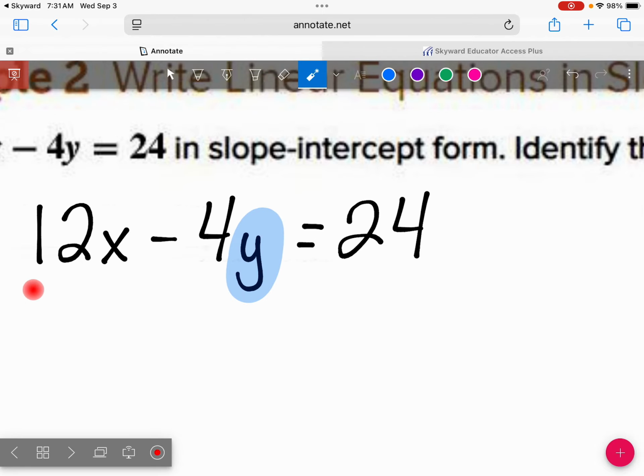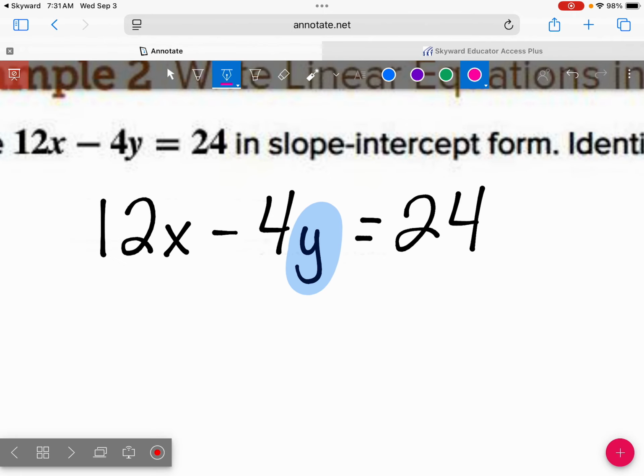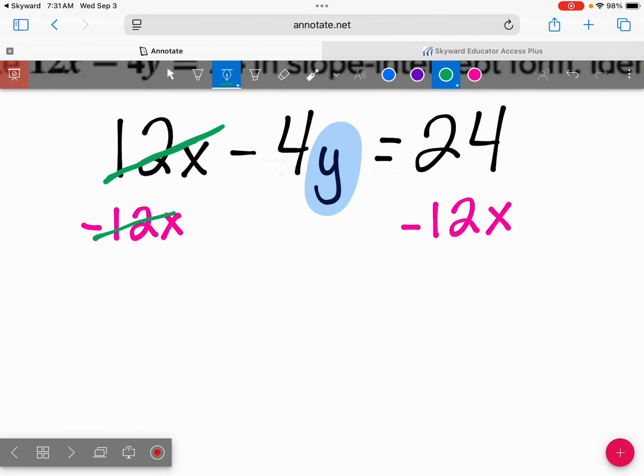So since I have just a 12x sitting over here, what we're going to do is subtract 12x from this side. I don't want them over here. They are too strong when they team up together on the same side of the equal sign. No bueno. So I'm going to subtract 12x from this side. I picked that because that's going to make these 12x's go away. They're going to the other side of my equal sign. So we're going to be left with our minus 4y. We have to keep that minus sign there.